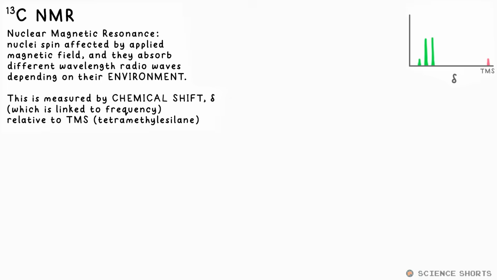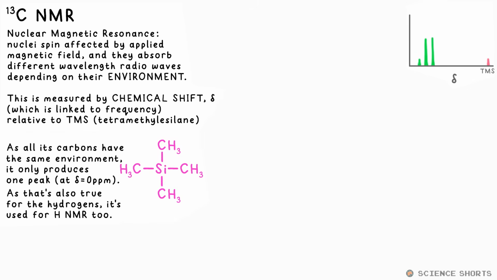NMR, nuclear magnetic resonance, tells us the most about a molecule. The process is really complex, but put simply, a magnetic field is applied to a sample, causing the nuclei spin to align with or against the field, which enables them to absorb radio waves of specific wavelengths, causing them to resonate. In fact, it's very similar to MRI machines in that regard. The x-axis has chemical shift on it, which is a bit of a funny one, but it is related to the frequency of radio waves absorbed.